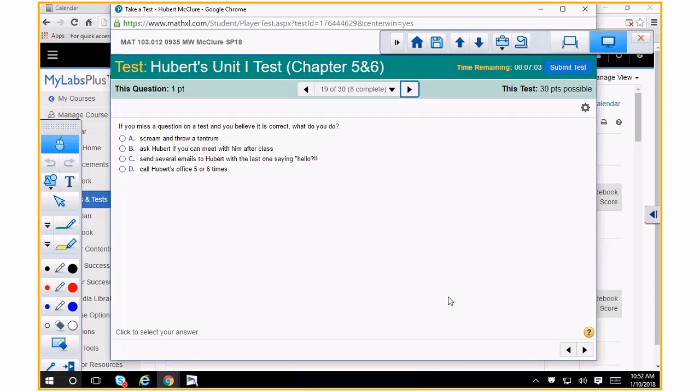It should say after class or something, shouldn't it? Okay, there it is. Ask Hubert if you can meet with him after class. Scream and throw a temper tantrum. That's been done. Send several emails. This is the most popular. Send several emails within a 20-minute period, with one of them, probably the last one, saying, hello.